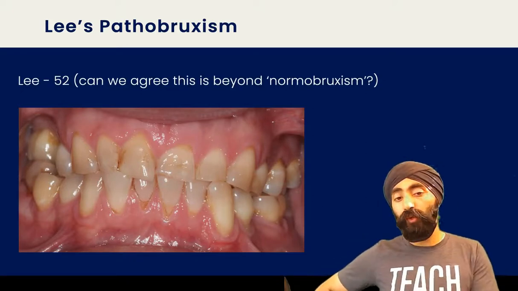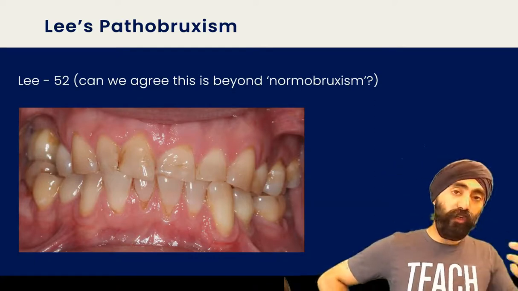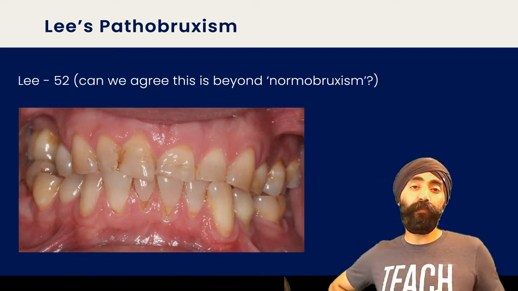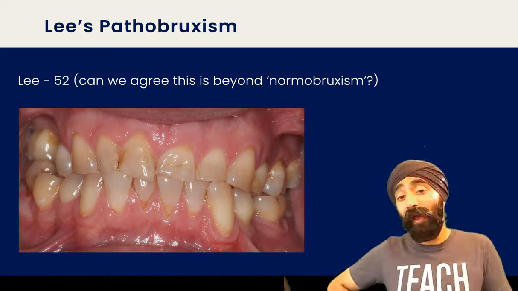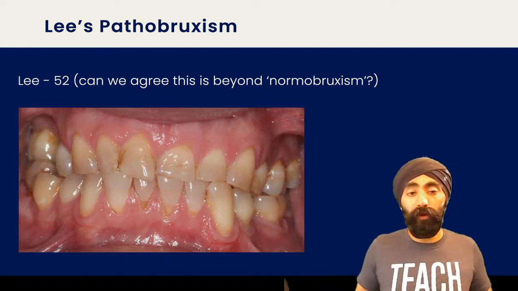At age 52, he's done this to his teeth. So hopefully we can see that, yes, there will be erosion as part of it. There is definitely bruxism part of it. And because the bruxism is now causing significant wear and destruction, we can now classify this as pathobruxism.